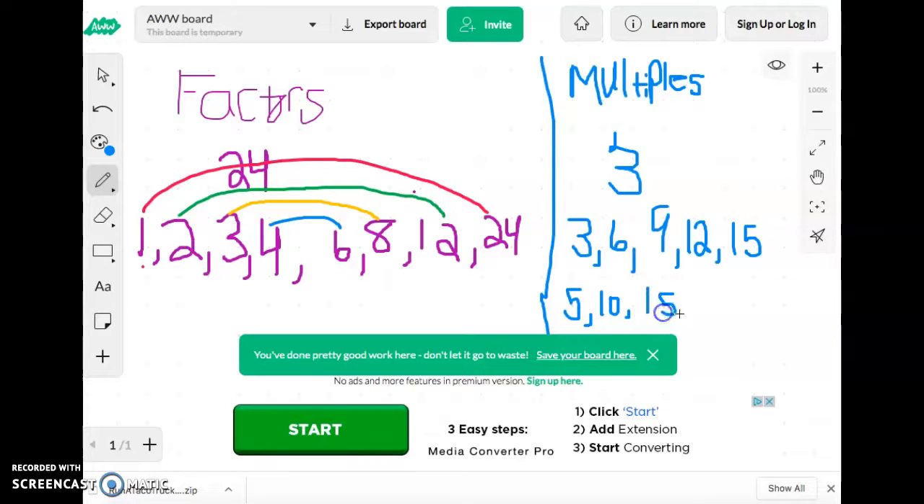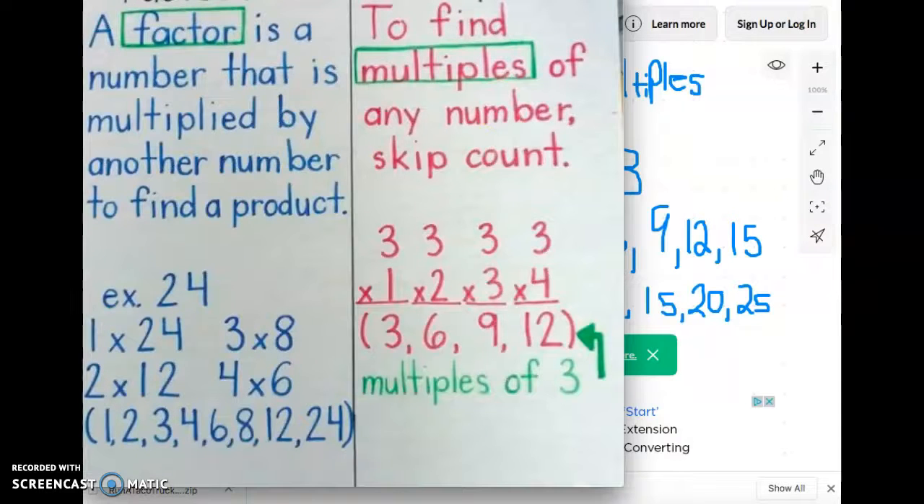15, 20, 25, and I could keep going on and on. So multiples are just skip counting. I'm going to show you what your homework looks like and how to do that. This anchor chart will be in there for you, by the way.